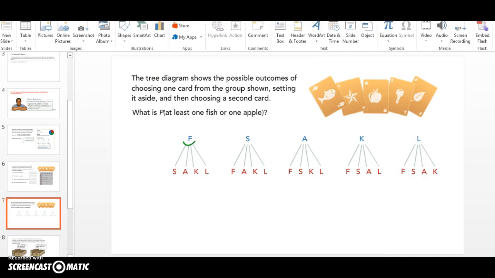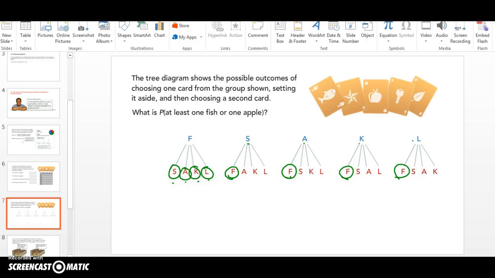Okay, so here, you've got a fish, right? That means all of these are winners because it says a fish or an apple. So every time I draw a fish, I'm going to win. I draw a star, then a fish, so I win. An apple, then a fish, so I win. A key, and then a fish, so I win. A leaf, and then a fish, so I win.